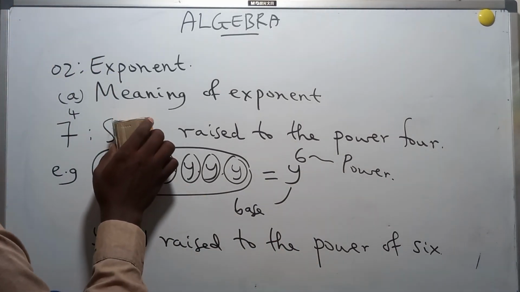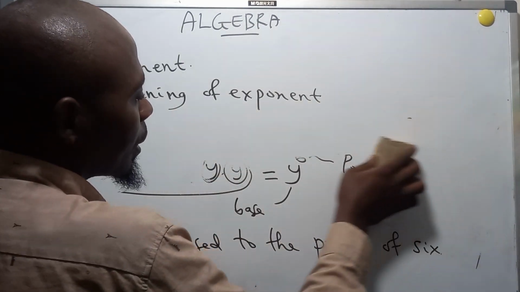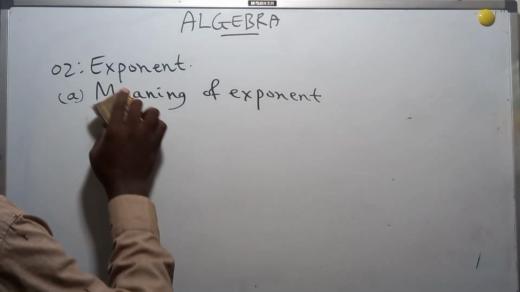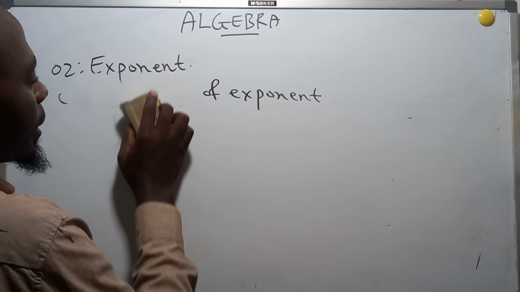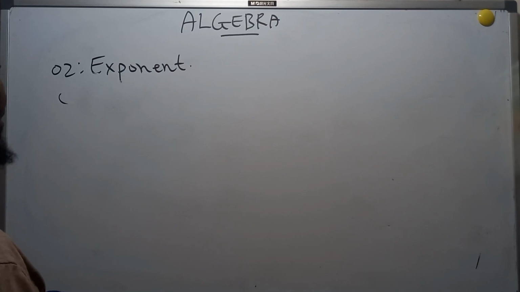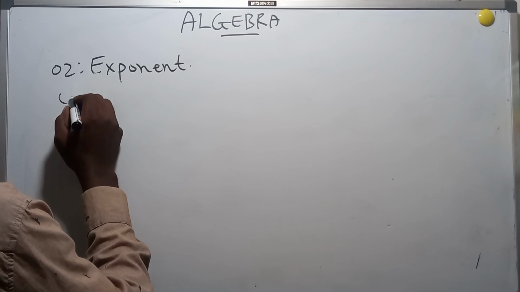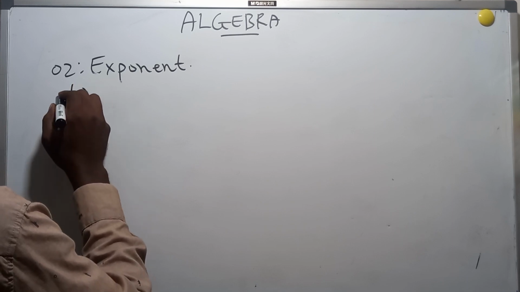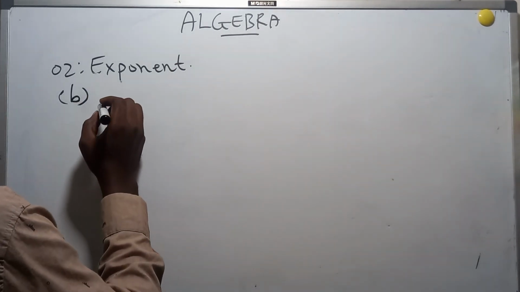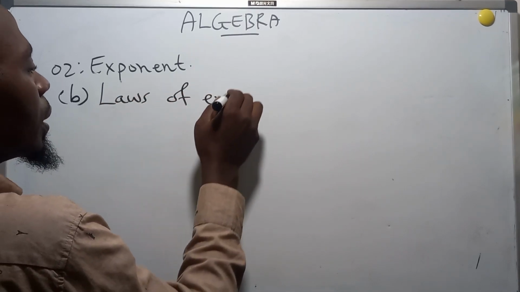Let me continue with part B. Part B explains laws of exponent. When these exponents are used for mathematical equations, they follow certain set of laws which make the equation easy to solve and simple to understand.